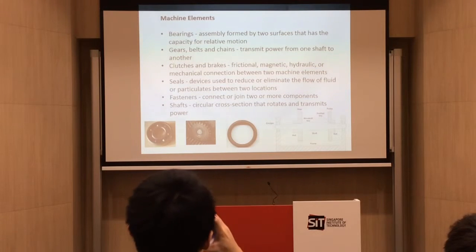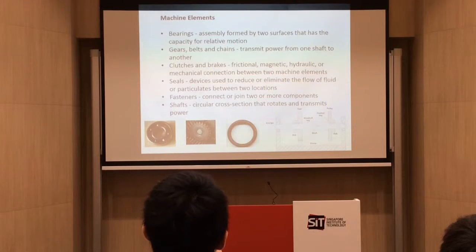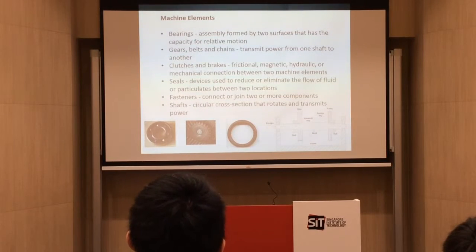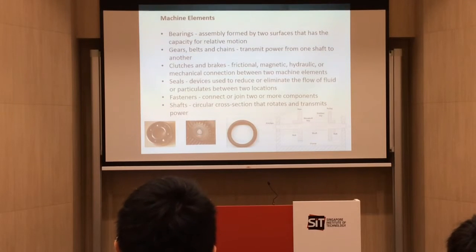It allows you to move one unit relative to the other. There are gears, belts, and chains, and this allows transmission of power from one part to another unit. You also have clutches and brakes. This allows connections between two parts of the frame, and seals the O-rings.